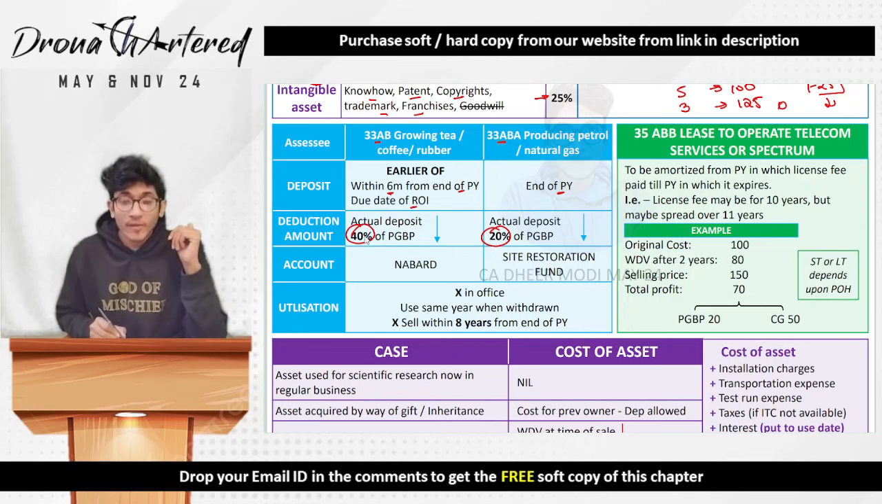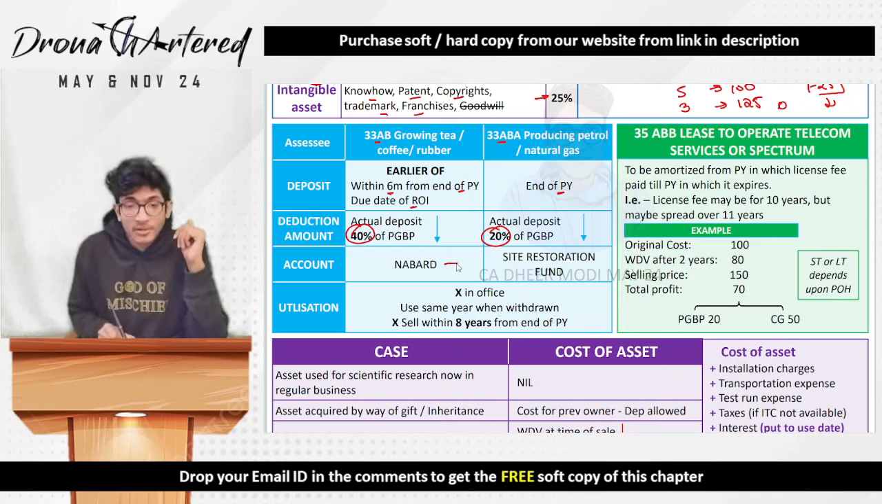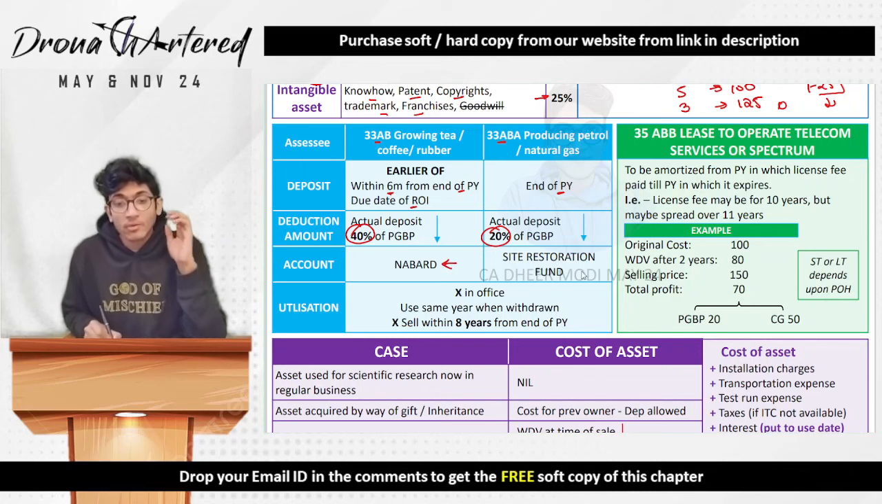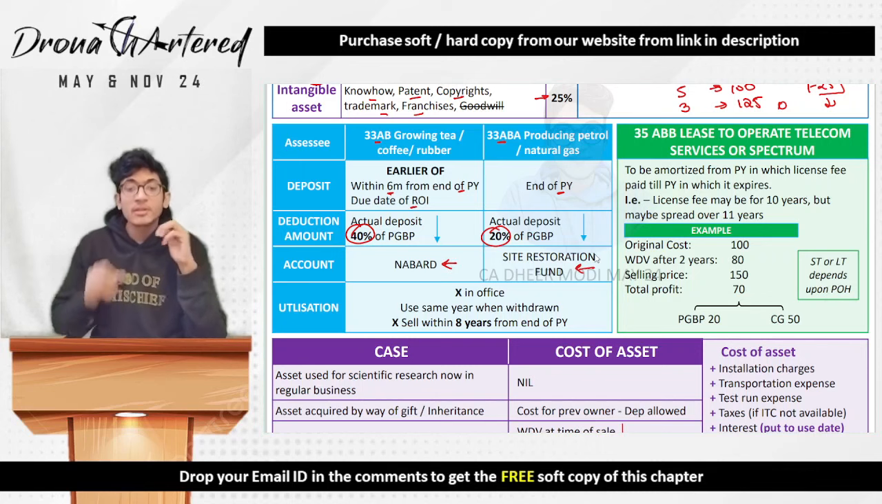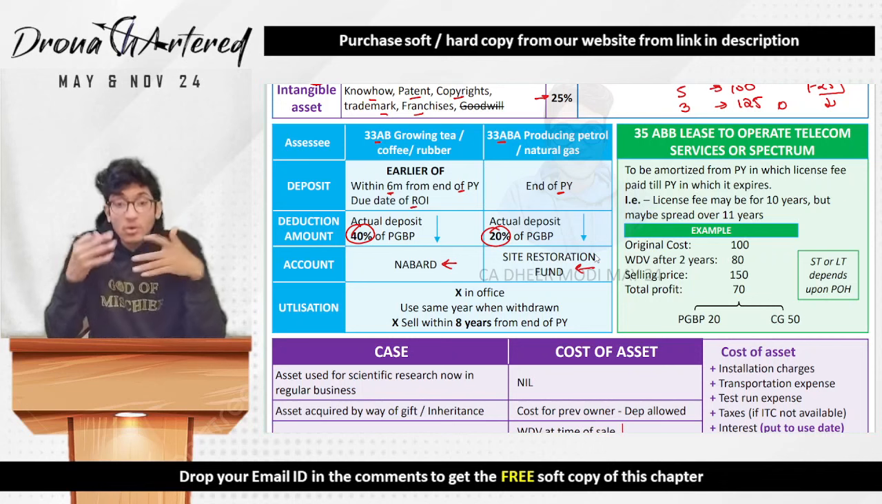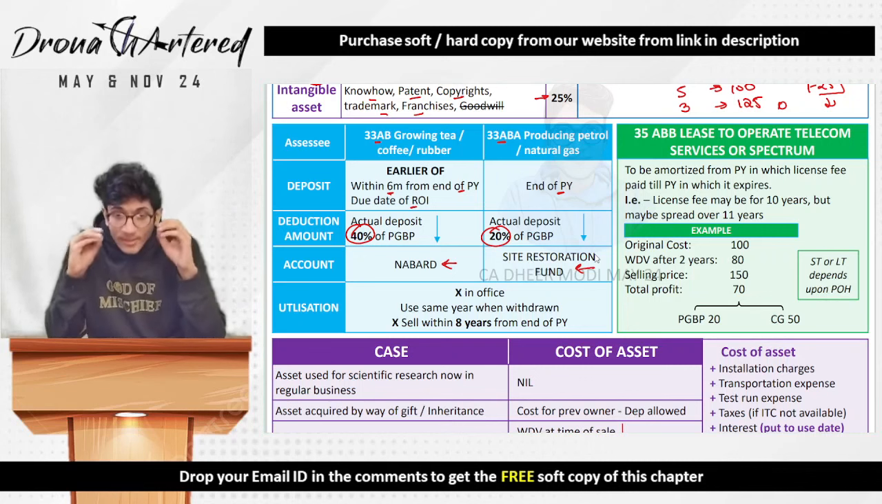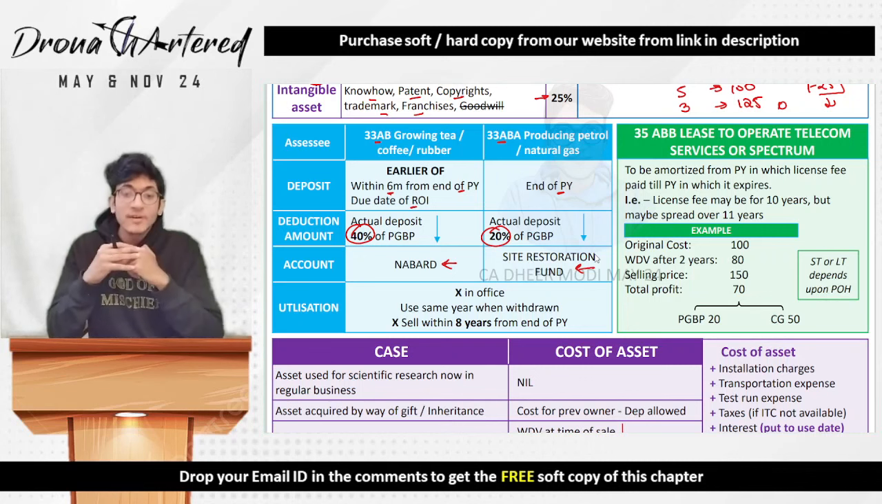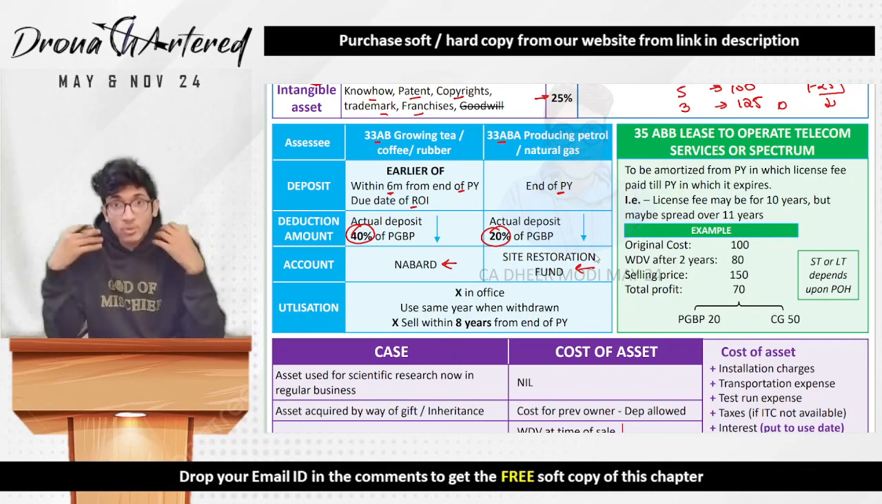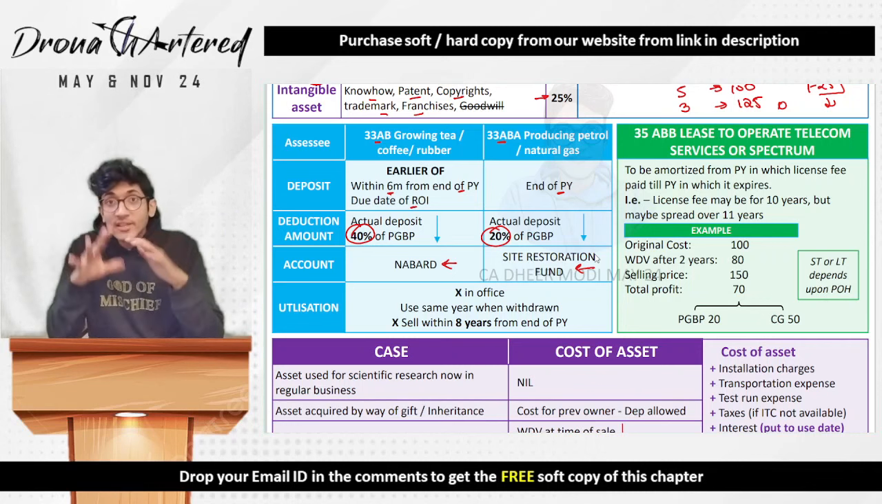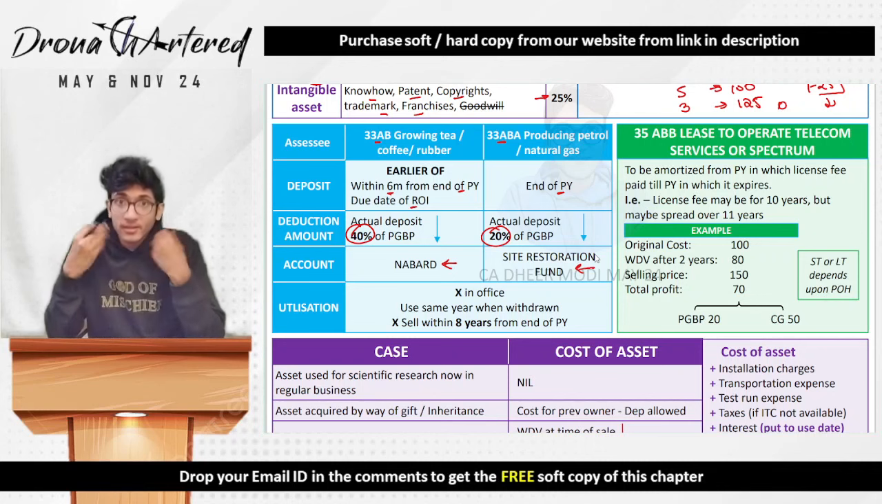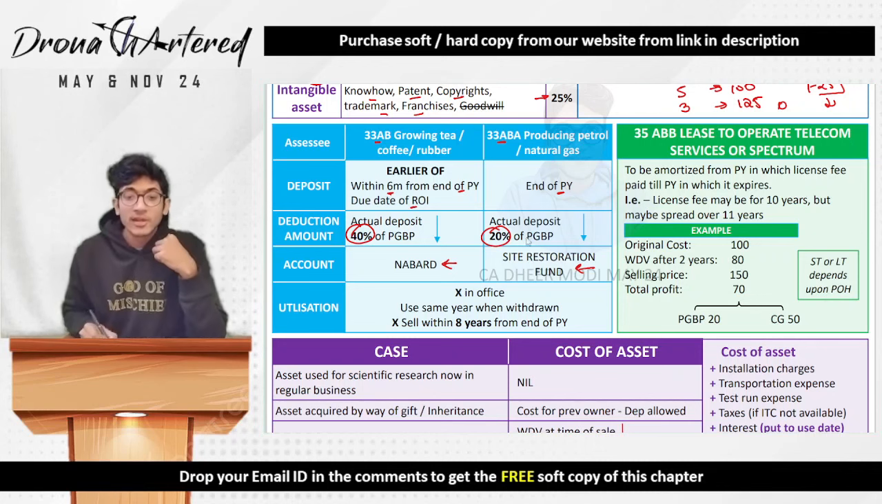Which account do you have to deposit it in? For 33AB you have to deposit it in the NABARD account, and over here you have to deposit it in the site restoration fund. Why? Because when you produce petrol or natural gas, you dig the earth and then you leave the land. So government wants you to transfer these funds to a site restoration fund, so that when you are done mining the land, you spend some money to leave the land as it was. Therefore they make you deposit in the site restoration fund.